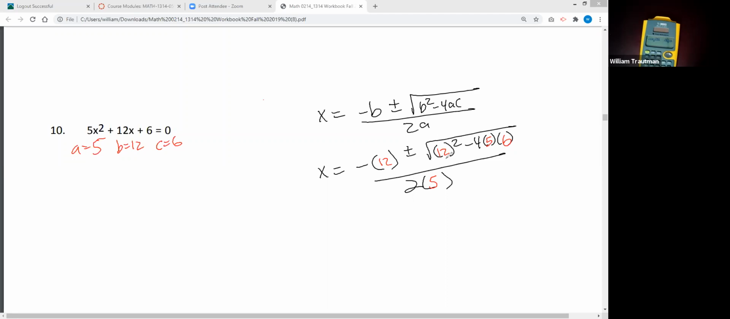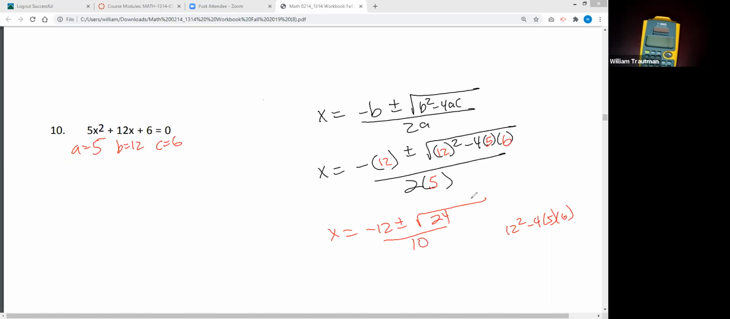All right. Let's do the inside first. On our calculator, 12 squared minus 4 times 5 times 6. Because we want to see if it's positive or negative. And I'll bring it down here. X equals negative 12 plus or minus the square root of 144 minus 120. You should get 24 in there, a positive 24. On the bottom, 2 times 5 is 10.